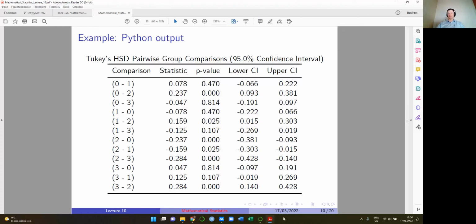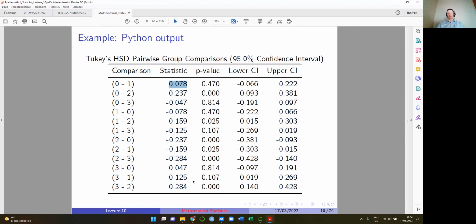And we do this for every pair. You see that there are many more than 6 pairs, because there is 0, 1, and there is also the reverse, 1, 0. The difference is the same, but with a negative sign. But as you see, the p-value is the same. Basically, there is no difference whether you take this or this.